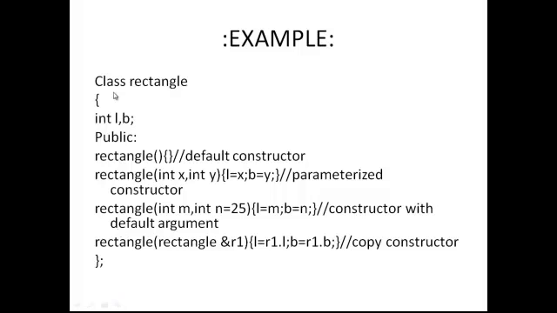First you see that Rectangle is a class, and first I declare the two data members, which are by default publicly declared, and then under the public access specifier I declare the four types of constructor, which are the default constructor, parameterized constructor, constructor with a default argument, and copy constructor. That means more than one constructor is declared within a Rectangle class.